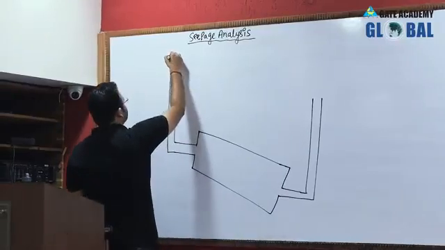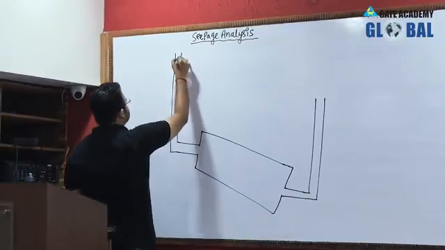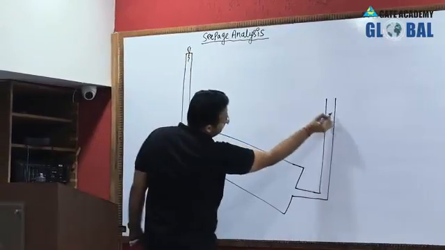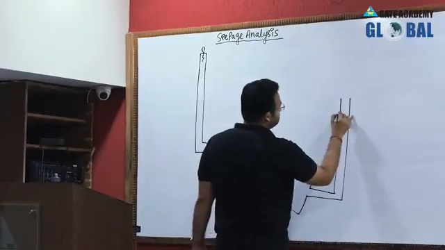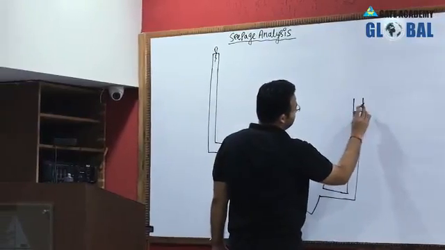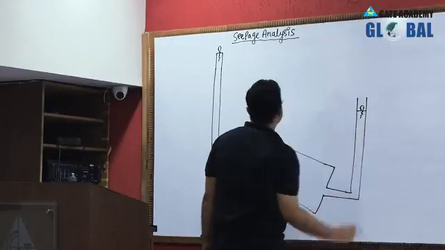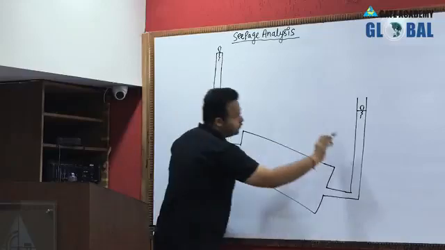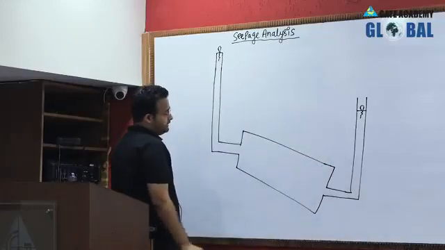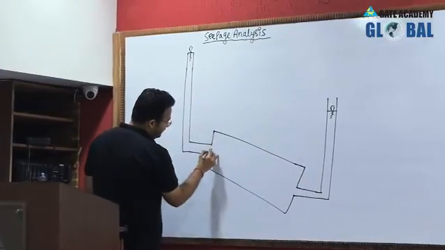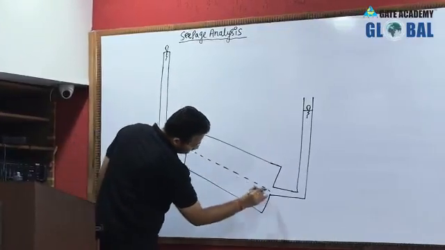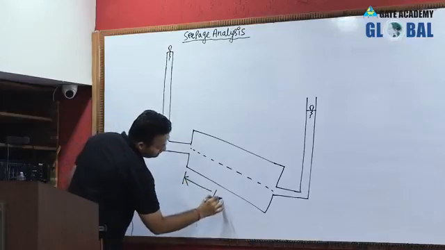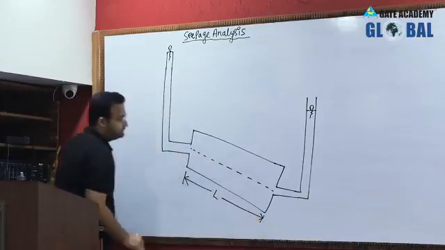In this piezometer I can say this is the available head, and in the second, the last piezometer, we have head somewhere here. Definitely water will flow from high head to low head. This is your soil sample, and this is the axis of the sample. Let me consider the length of the soil sample as L.